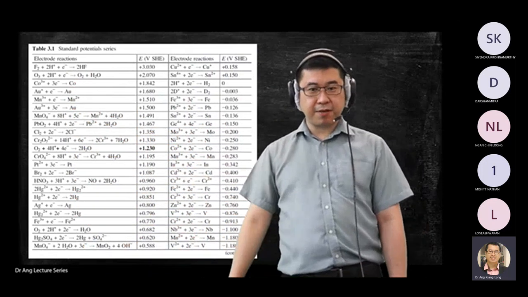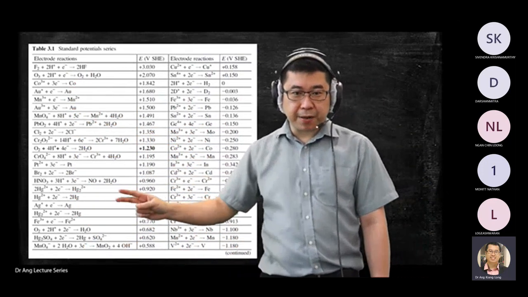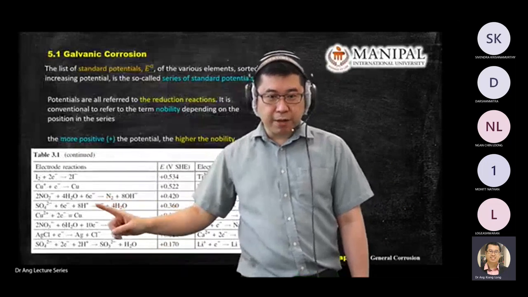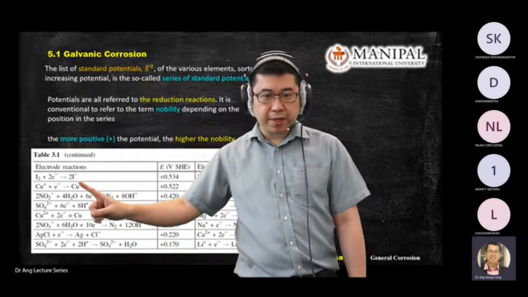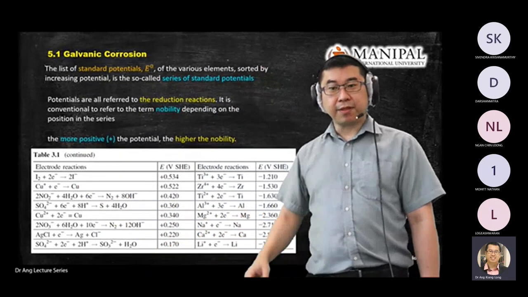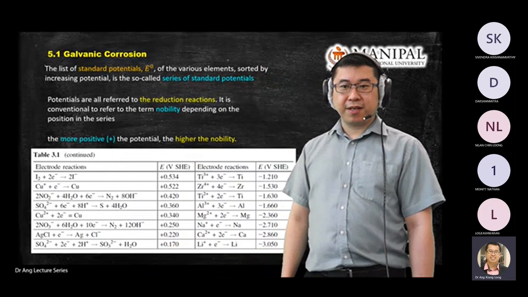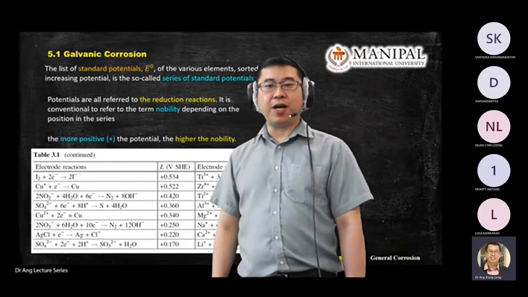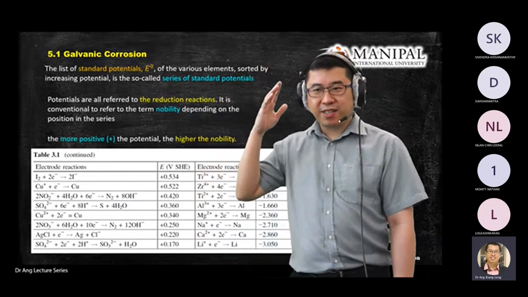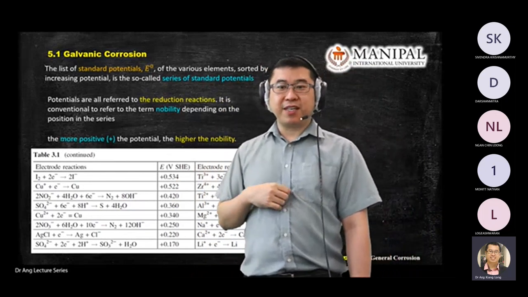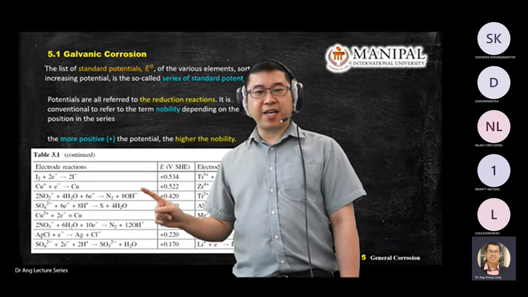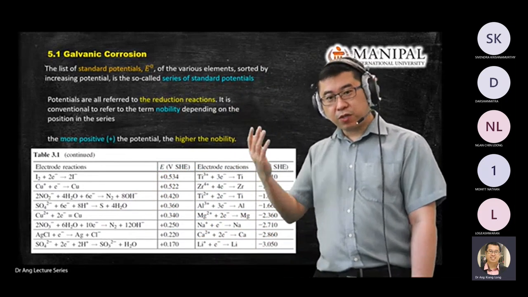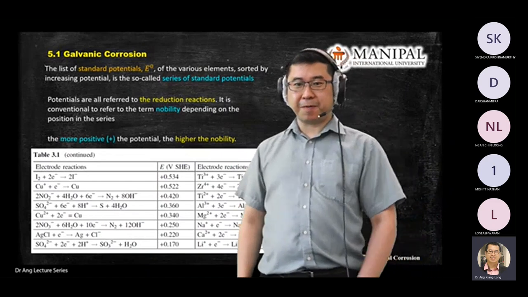Something from this table. For example, maybe this is too small for your screen, so maybe I pick these two members here, right? Iron and copper. And I ask you in a question to calculate something. But first, in section A, I will ask you to explain the nobility between element A and element B. Which one has a higher nobility? Which one has a lower nobility?